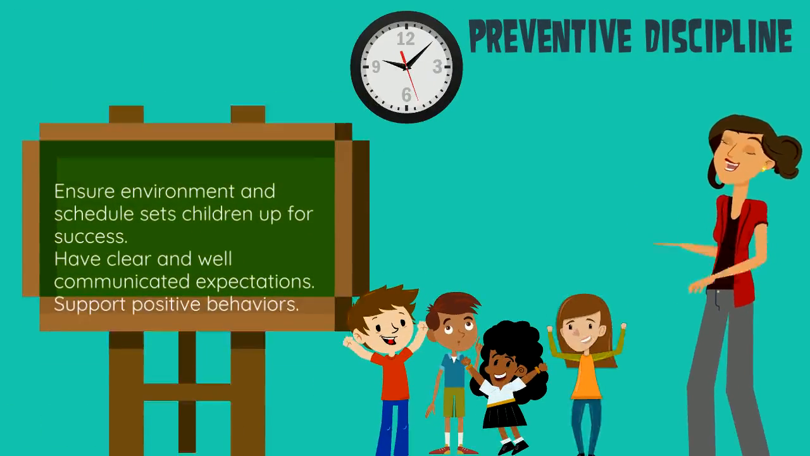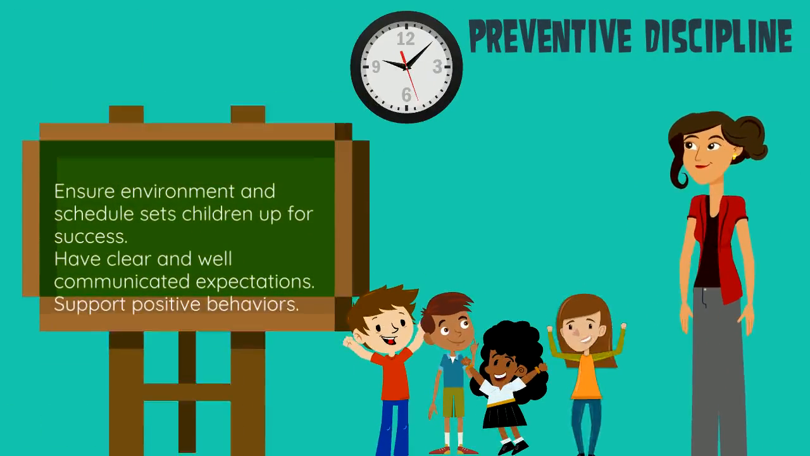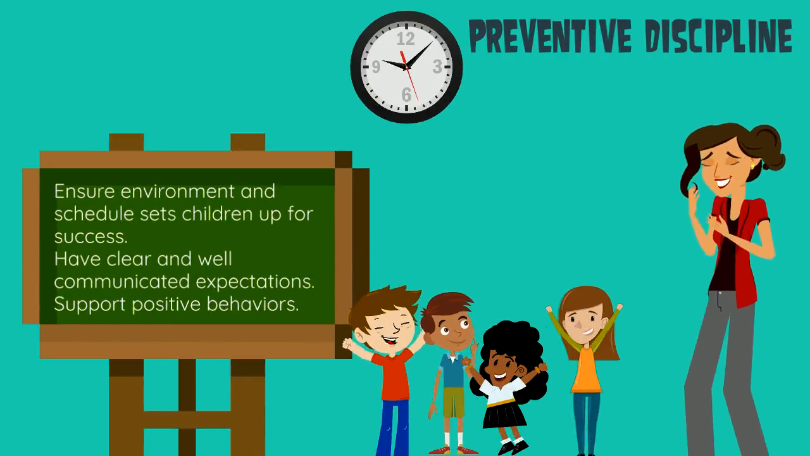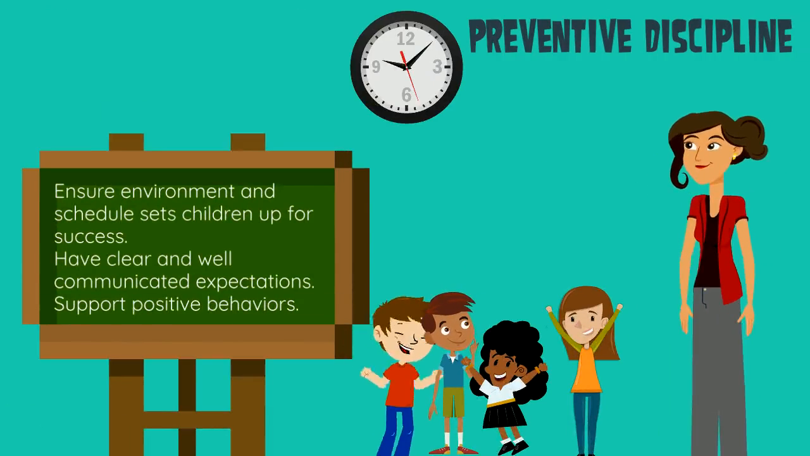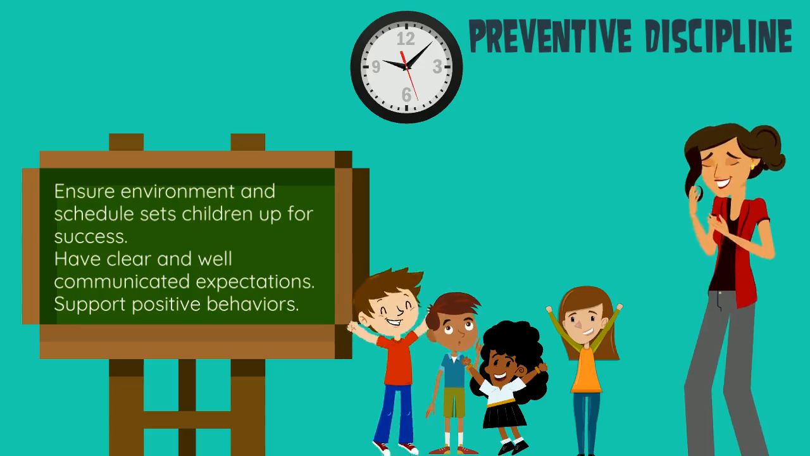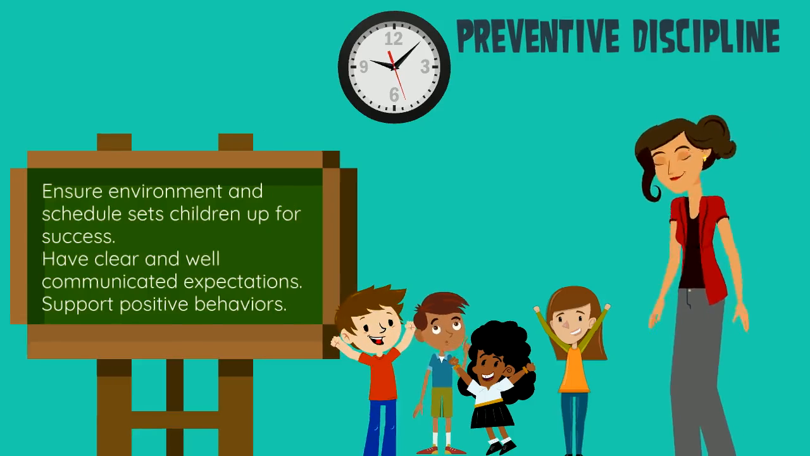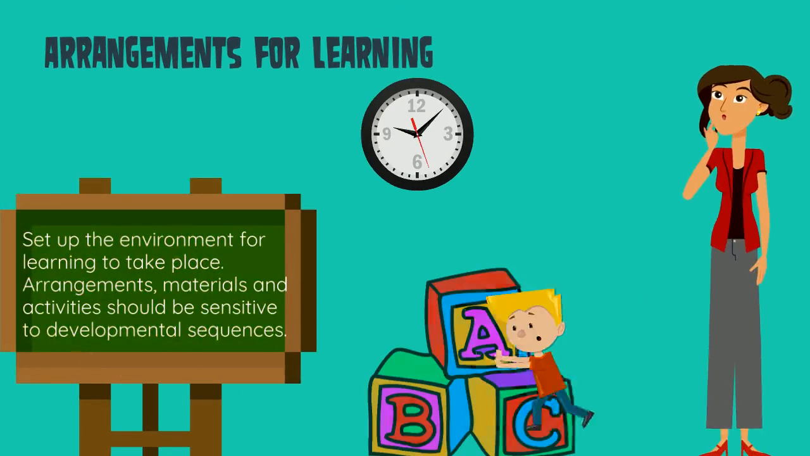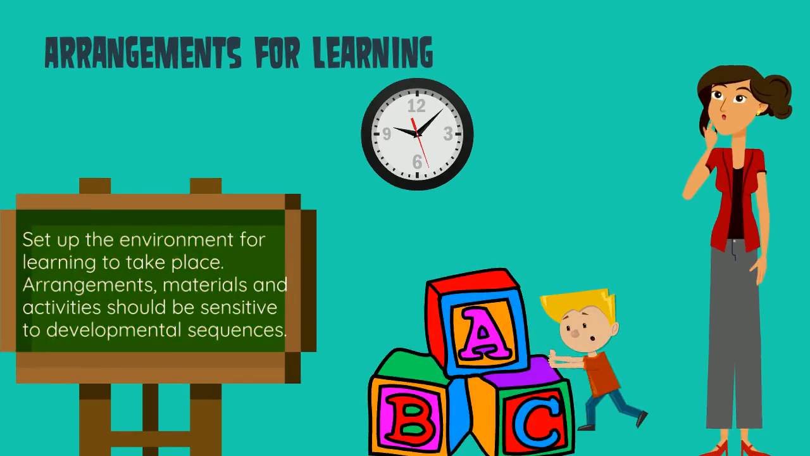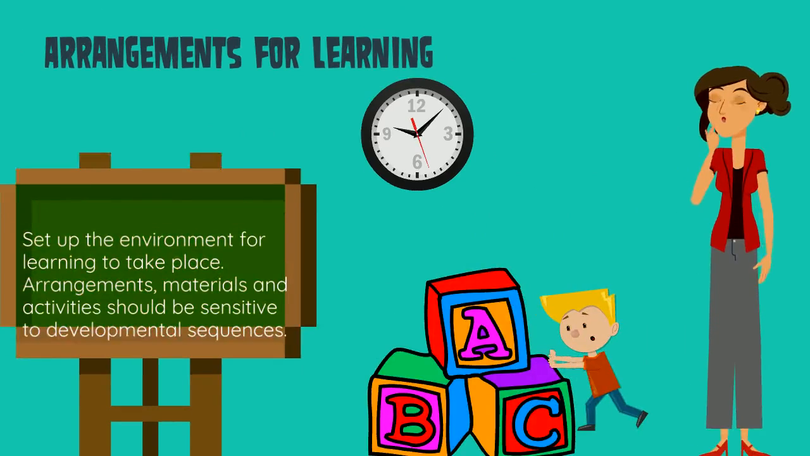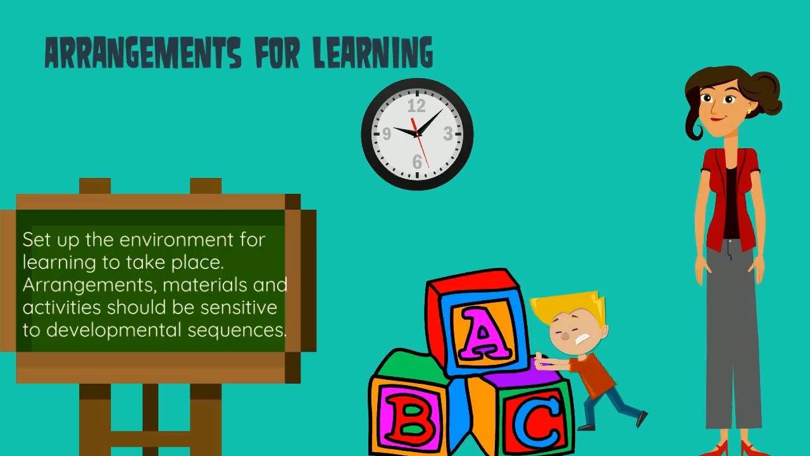Ensure the environment and schedule set children up for success. Have clear and well-communicated expectations. Support positive behaviors. Set up the environment for learning to take place. Arrangements, materials, and activities should be sensitive to developmental sequences.